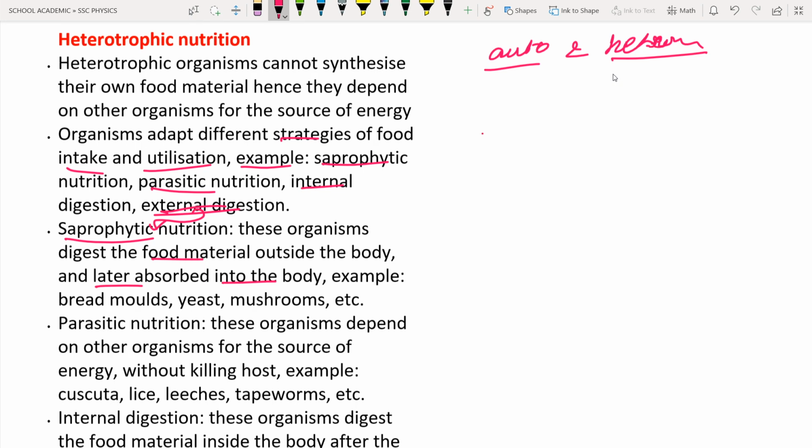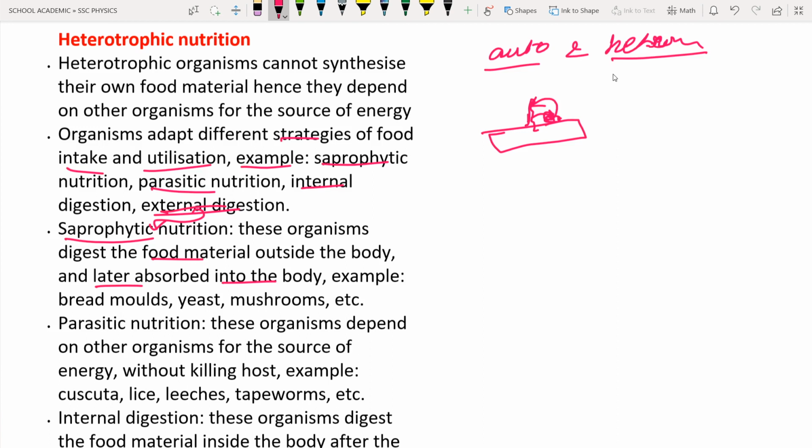For example, if you see here, this is the surface. Let us consider this is a bread mold. It releases enzymes onto the food surface, so the food gets digested, and this food is then absorbed by the bread mold, Rhizopus, which is one of the fungi. So this is the procedure. Digestion occurs outside the body, and the nutrients are absorbed into the body.